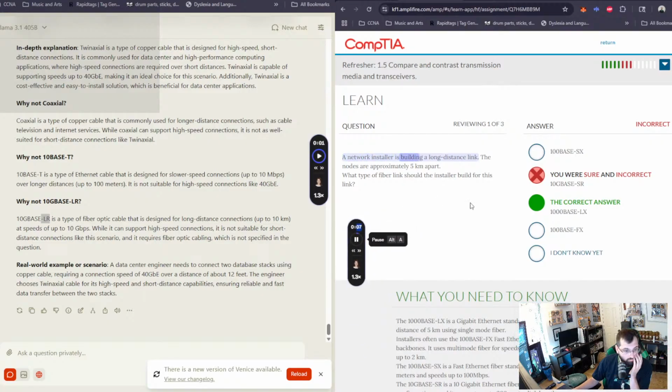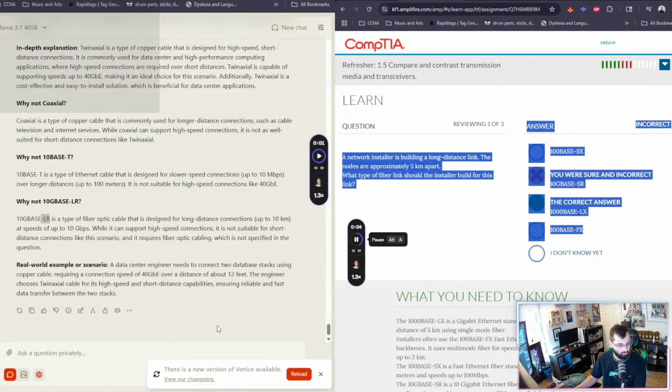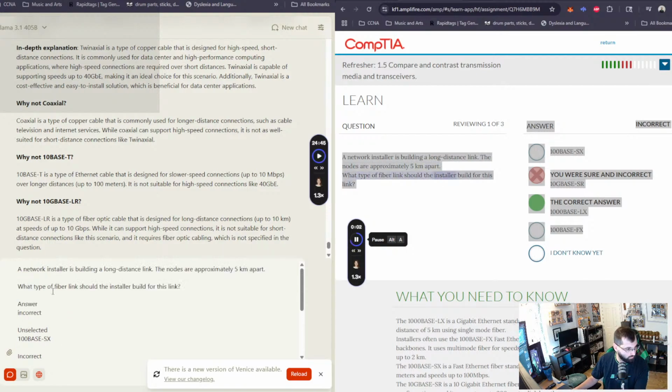A network installer is building a long-distance link. Nodes are approximately 5 kilometers apart. What type of fiber link should the installer build for this link?